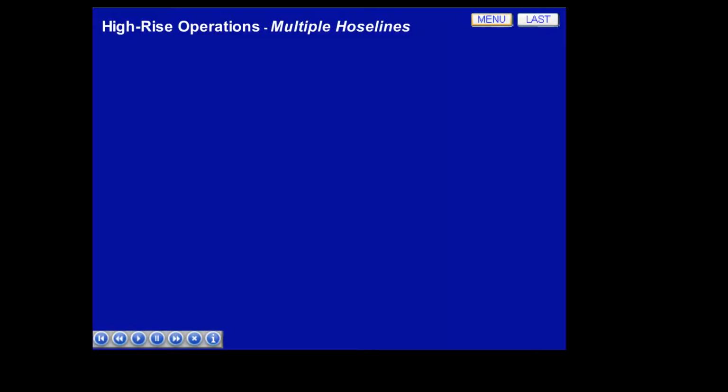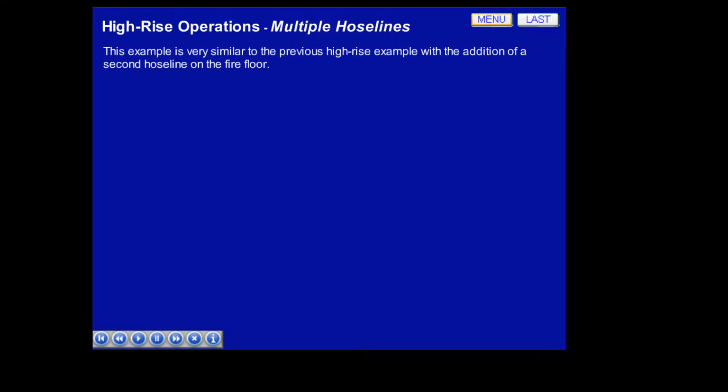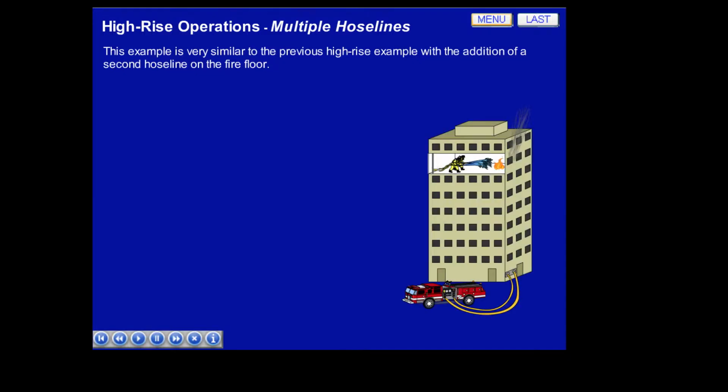High-rise operations, multiple hose lines. This example is very similar to the previous high-rise example, with the addition of a second hose line on the fire floor. There are two 50-foot 2.5-inch supply hoses, the gated Y, and two 100-foot 1.75-inch attack lines flowing 150 GPM fog nozzles.